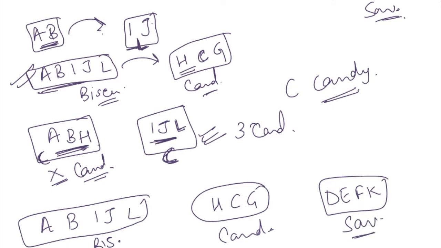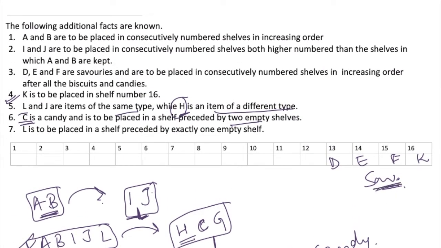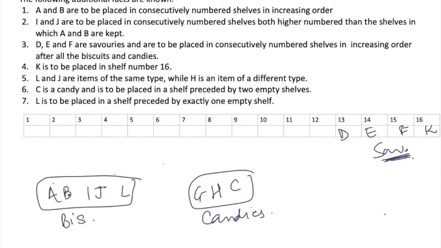We know where to place savories, but we haven't decided the order of biscuits and candies yet. Now let's discuss the order of biscuits and candies. So here, according to statement C, C is a candy and is to be placed in a shelf preceded by 2 empty shelves. This means before C there will be 2 empty shelves. This means G and H will be after C in any order.